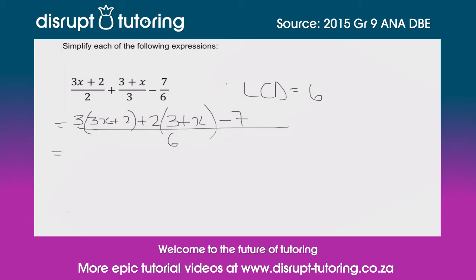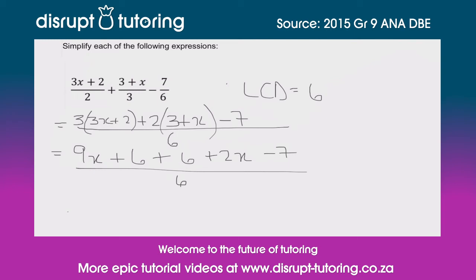Now when it comes to the distributive law, we know we need to multiply the 3 by the 3x and the 3 by the 2. So firstly, 3 times 3x is going to leave us with 9x. 3 times 2 is going to leave us with plus 6. And then we've got plus 2 times 3 is going to leave us with plus 6, and plus 2 times x is going to leave us with plus 2x, and then we've got a minus 7 chilling at the end, and that's over 6.